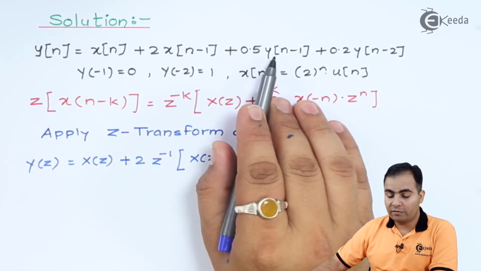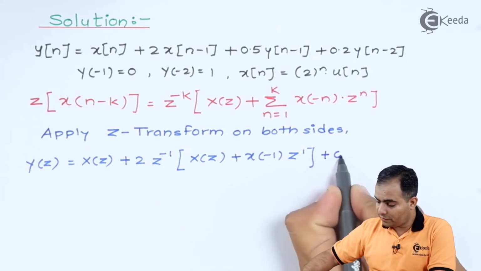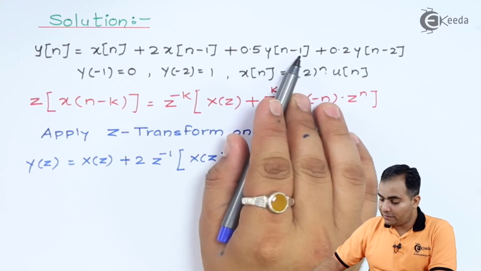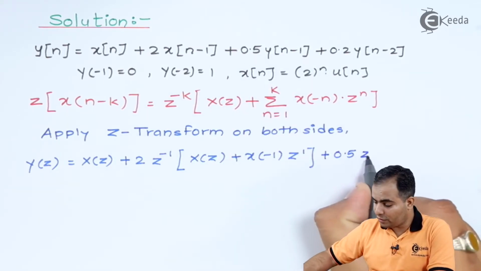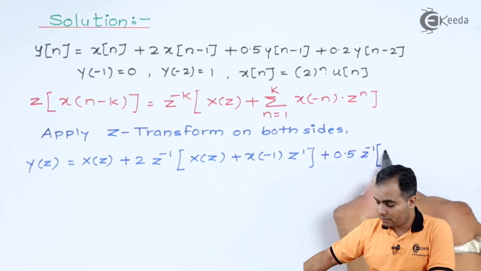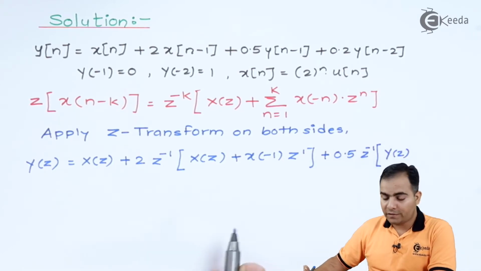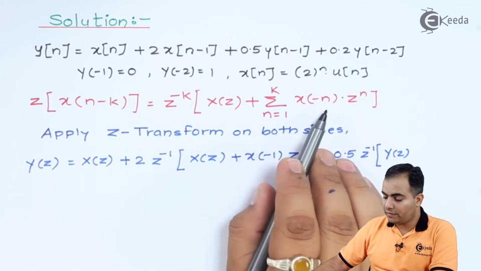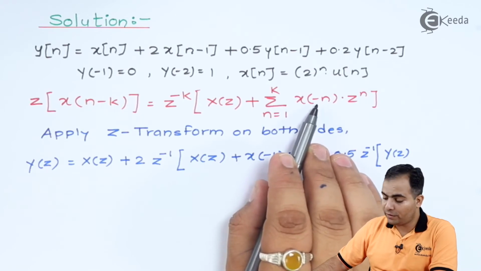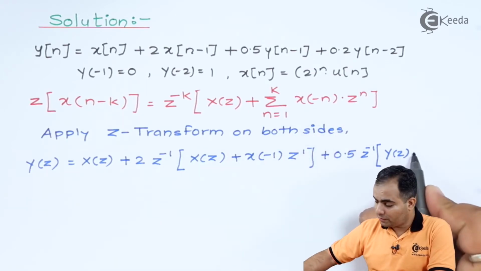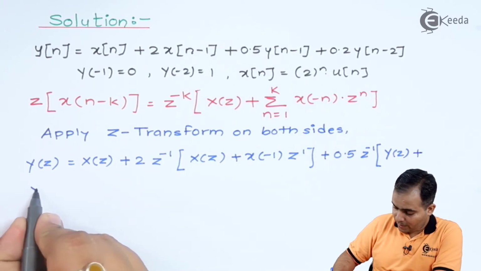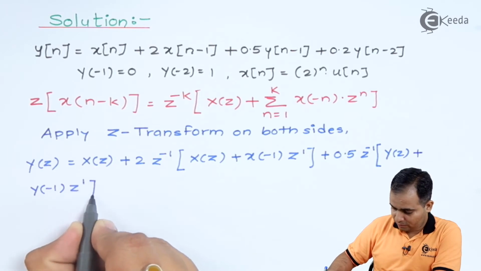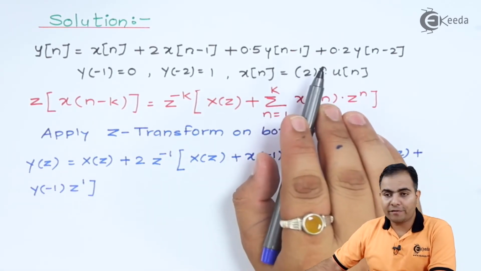The next function is y, so first of all we'll write the constant value, which is 0.5. Then y of n minus 1. Here the function is delayed by 1, so we can write z to the power minus 1. The first one is y of z, and then we will use the remaining part because here the n value is 1, so we'll directly substitute n value as 1 in both of these parts. This will be my result for 0.5 y of n minus 1.